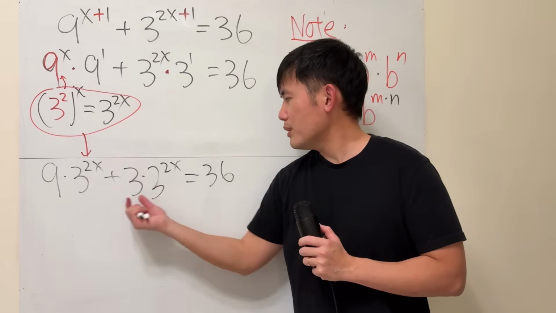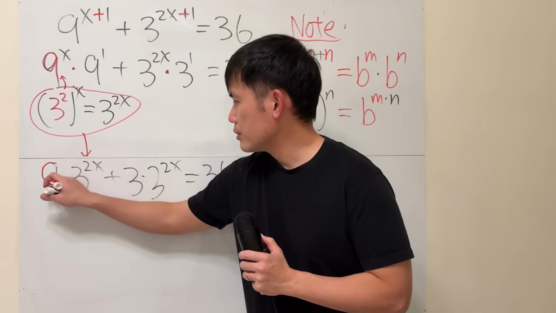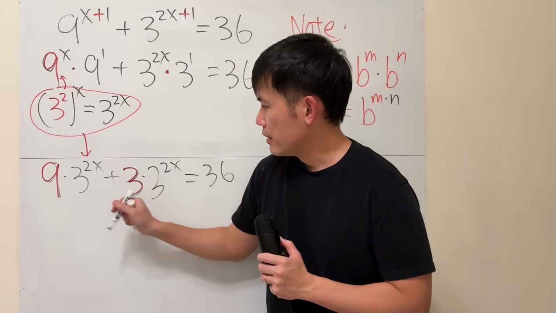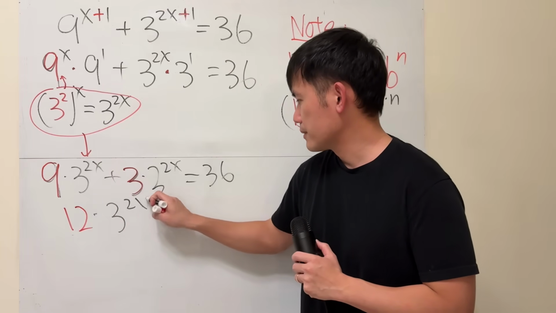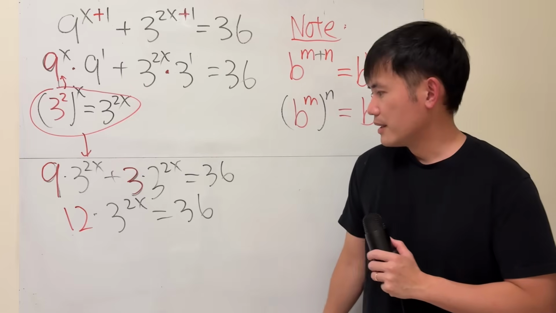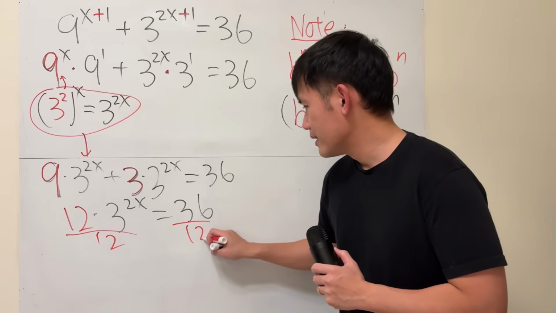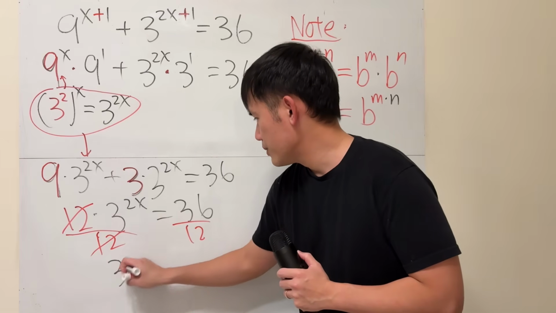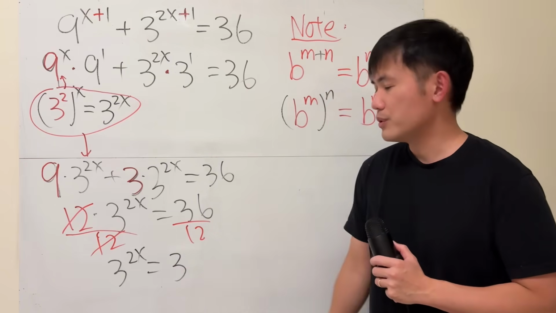Aha! 3 to the 2x, 3 to the 2x, they are like terms. So all we have to do is just look at the coefficient. Combine them, 9 plus 3 is 12 times 3 to the 2x. Okay, we're in business. We can divide both sides by 12 and cancel. And we see 3 to the 2x is equal to 36 divided by 12, which is 3.